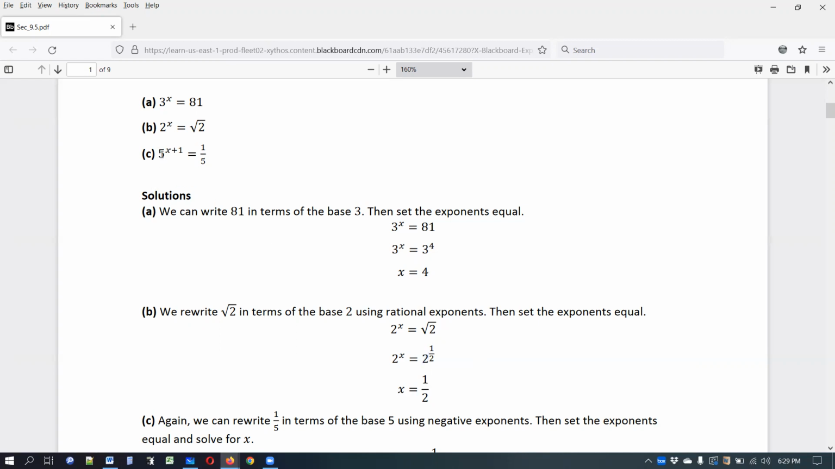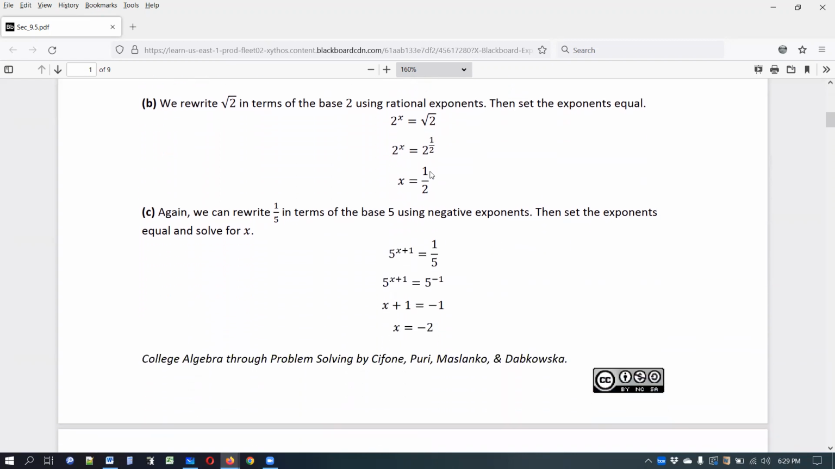Same thing with C. I have 5 to the x plus 1 equals 1/5. We turn this number into an exponential number. If you remember the properties of exponents, 1/5 is 5 to the minus 1. Now the bases are equal, I have a 5 here and a 5 there, so they cancel each other out. I am left with x plus 1 on the left and the exponent -1 on the right. So x plus 1 equals -1, and we can solve that by subtracting 1 on both sides, and I end up with x equals -2.